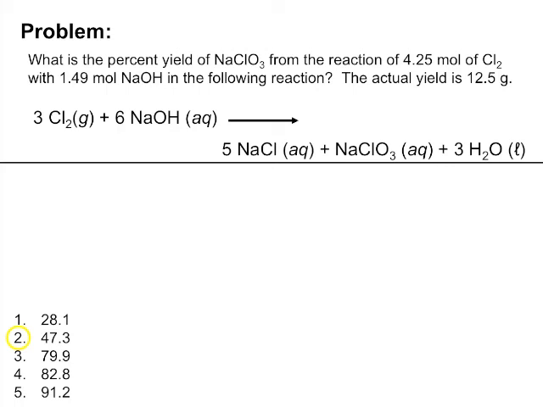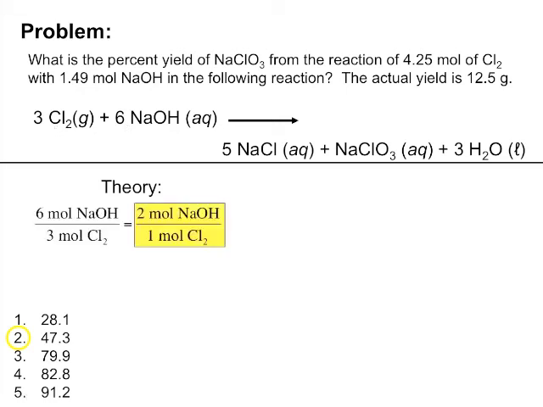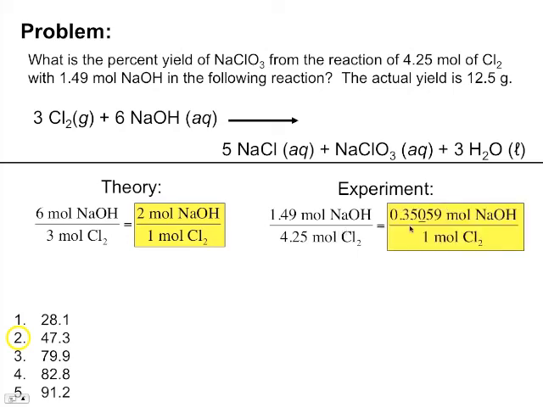And now let's show you why. Look at the balanced chemical equation, right? Sodium hydroxide and chlorine react in a 6 to 3, that's a 2 to 1 mole ratio. Now, what are we given in our experiment? We want to compare the same mole ratio, sodium hydroxide to chlorine. So we take 1.49 moles of sodium hydroxide, divide by our 4.25 moles of chlorine in our calculator, and we'll get roughly 0.35 moles of sodium hydroxide are present for every mole of chlorine present in our sample.